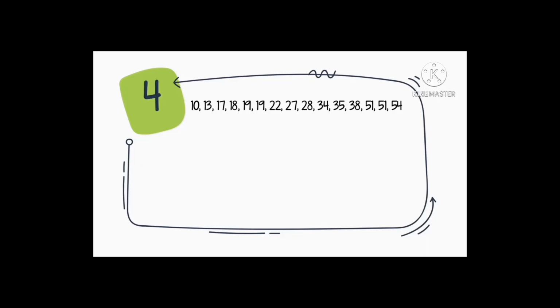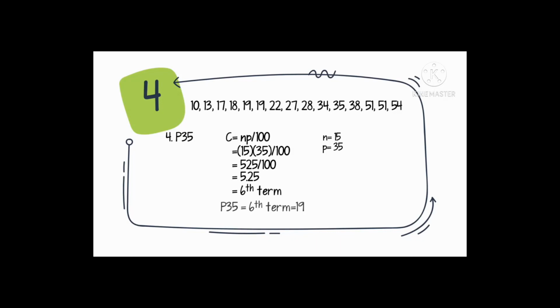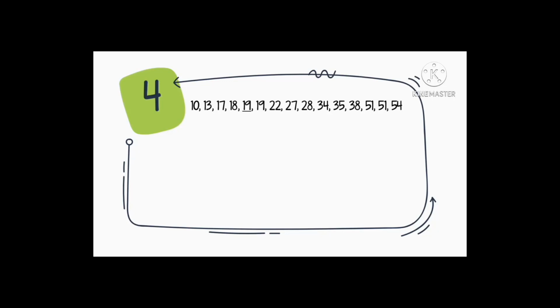The fourth one is finding the 35th percentile in the set of scores. We will use the formula again. C equals N times P over 100. Substitute the values of N equals 15, P equals 35. C equals 15 times 35, which is equal to 525. 525 divided by 100 is equal to 5.25. We will round off the 5.25 and the final answer will be 6. So the 35th percentile in our set of scores is the 6th term, and the 6th term is 19.